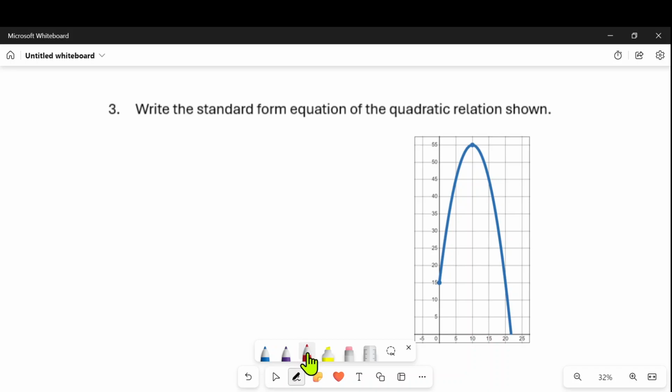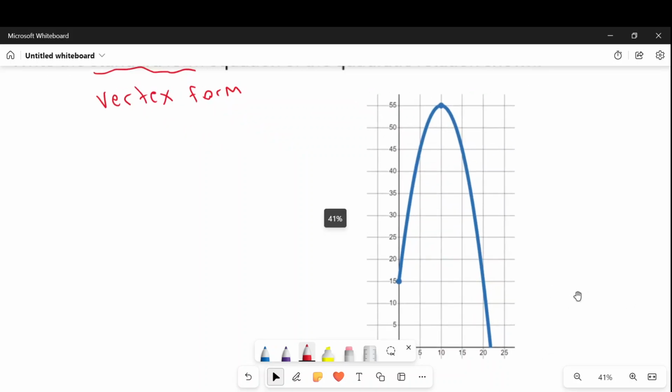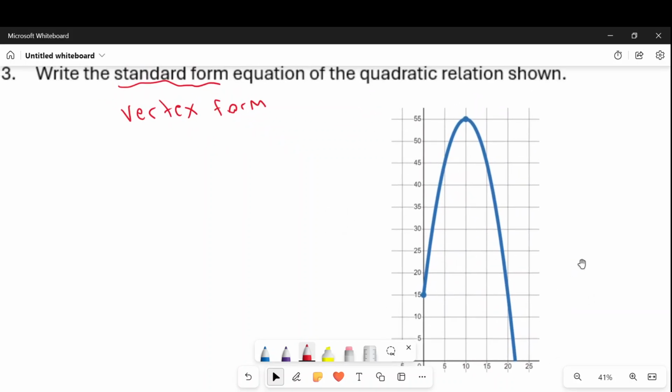So first of all, to write a standard form equation, I first need to write the vertex form equation, and then I can translate it or algebraically manipulate it into standard form. So for now, I'm ignoring the request about standard form, and I'm going to try to write the vertex form equation of this parabola. It's not even a full parabola, but that's okay because we just need to have the vertex visible, which I can see right here.